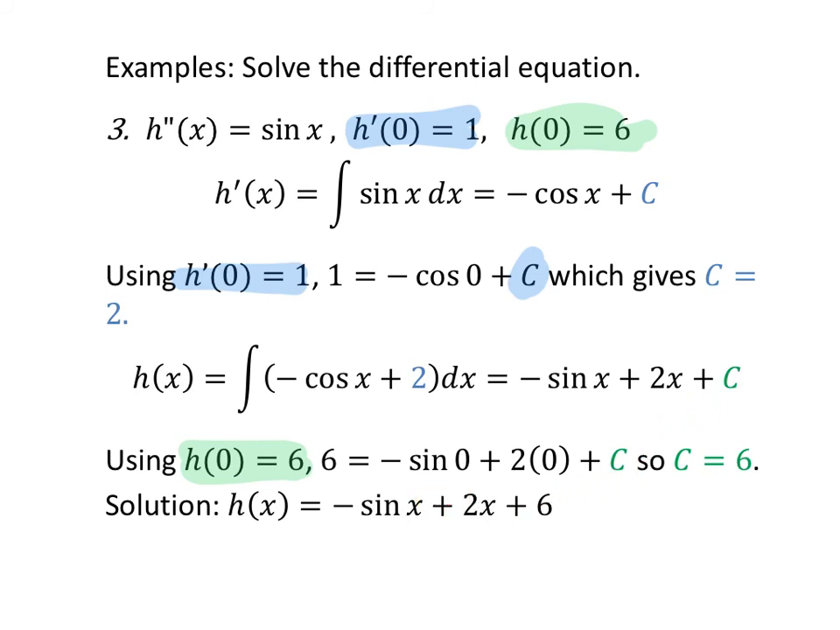Well, I know that sine of 0 is 0, so that's nice. I know 2 times 0 is 0, so that's nice. Well, look at that. 6 equals c. So c equals 6. My final solution, h of x equals negative sine of x plus 2x plus 6. All right, so we find our c value along the way.